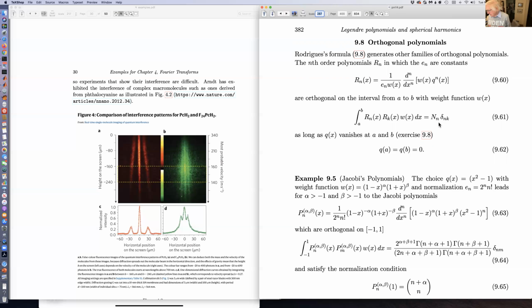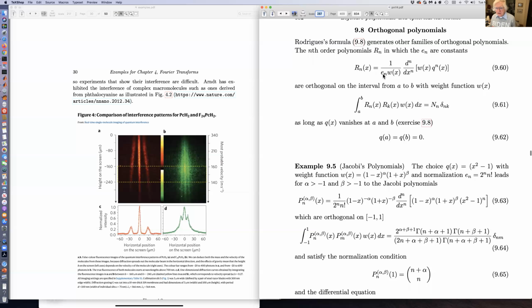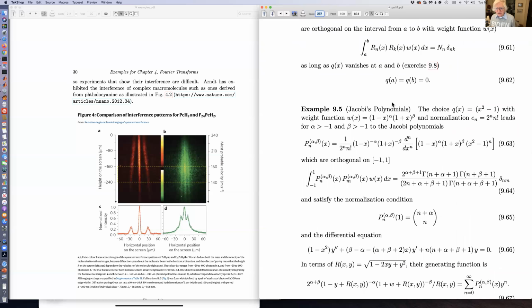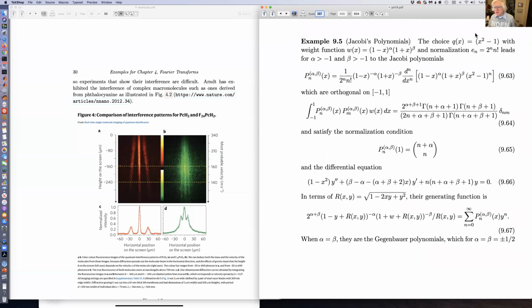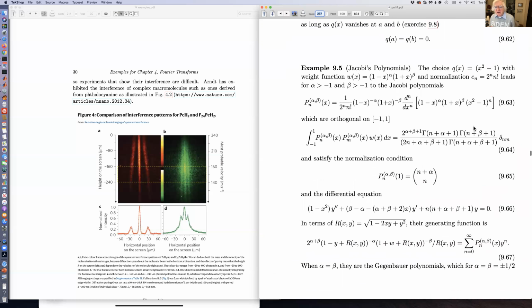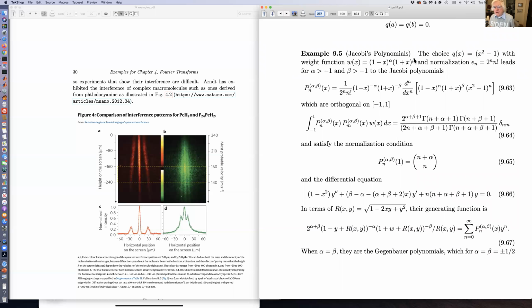There's probably a relation between n and E n, but I don't have it handy, and I don't know how simple it is. There are various examples. You can set Q equal to x squared minus 1, which of course is the choice in the Legendre polynomials. And you can then choose this weight function where alpha and beta are typically real and greater than minus 1. And the normalization then is E n is 2 to the n over n factorial. And these are then orthogonal on minus 1 to 1.